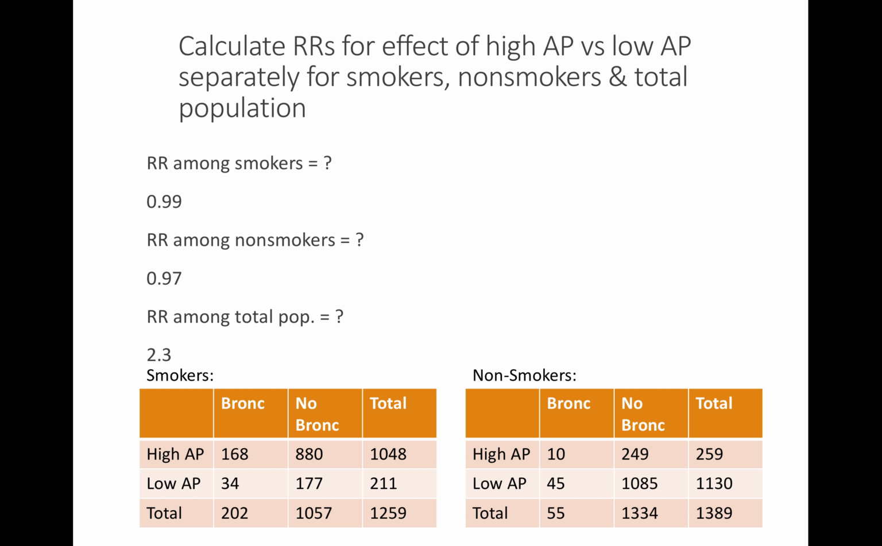If we remember that the relative risk among our total population was 2.3, we see that these rates are very different in the strata than in the total population. If air pollution was actually putting people at risk for bronchitis, we would expect to see a relative risk similar to this 2.3 in both the smoking and non-smoking groups. But since these relative risks are much lower, and the associations have essentially gone to no association, we'd say that smoking is really confounding this relationship.